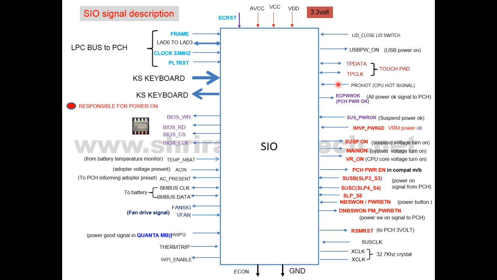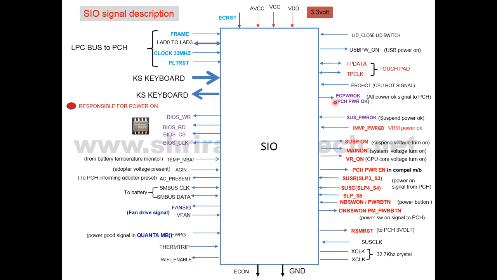The next signal is called the processor hot signal. It comes out from the CPU side. If the processor is very hot, then it generates 1 volt here. At that time the SIO receives this signal and turns off the power.